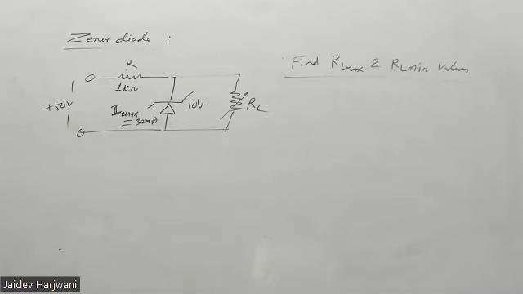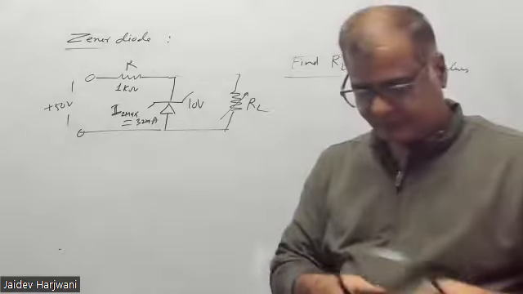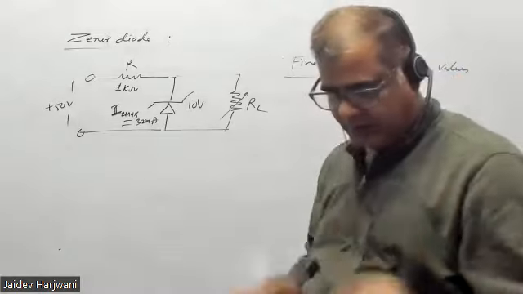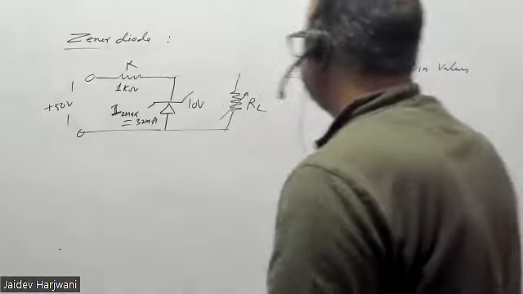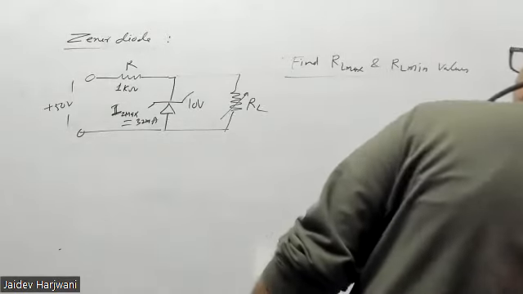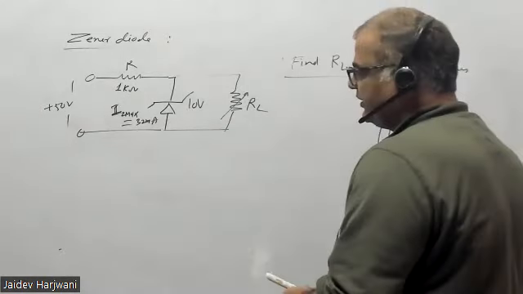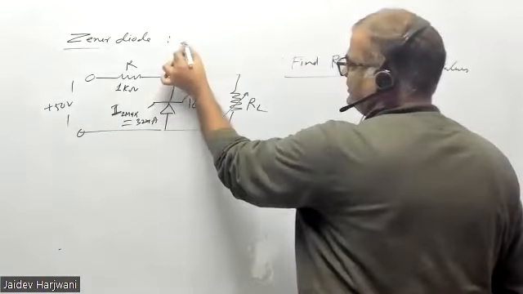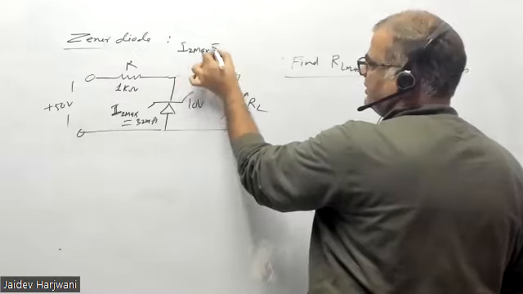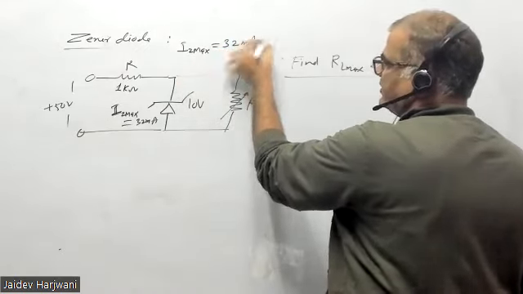Sir, what is IZ max? Sir, what value have you written for IZ max? 32 milliampere. IZ max is 32 milliampere.